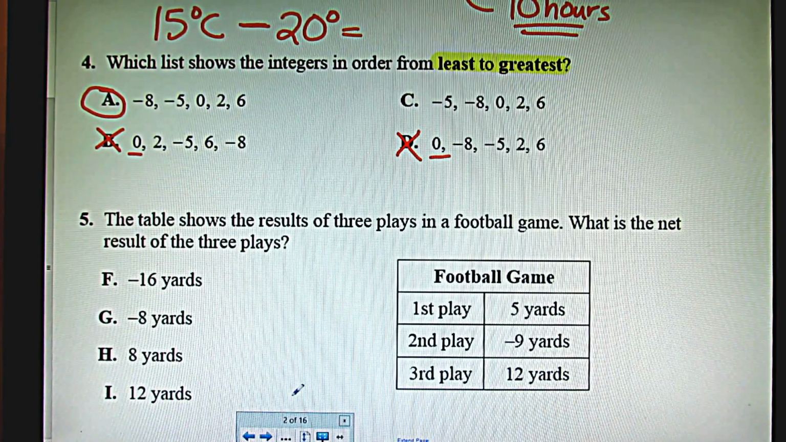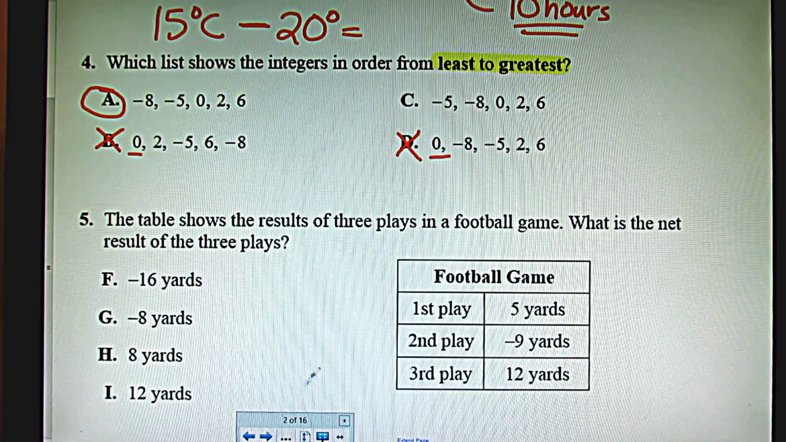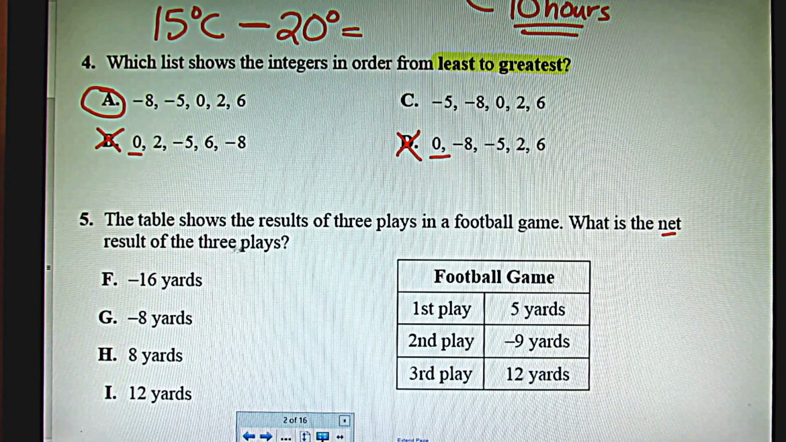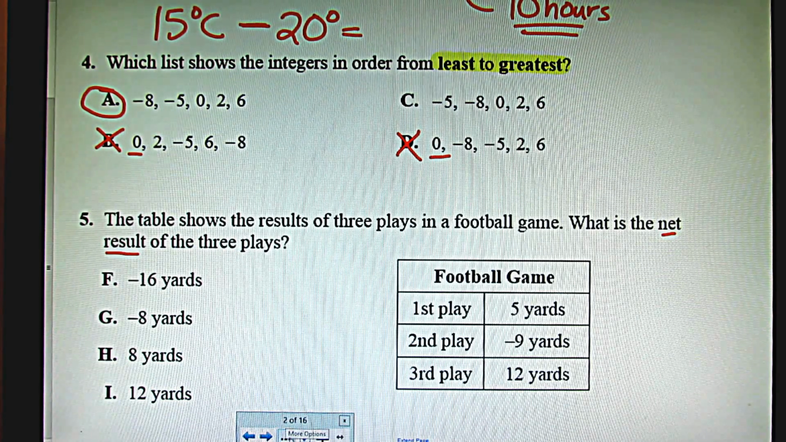Number 5. The table below shows the results of 3 plays in a football game. What is the net result of the 3 plays? Another word for net result is just sum.